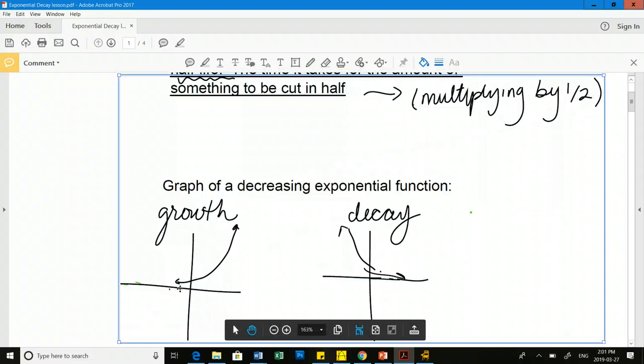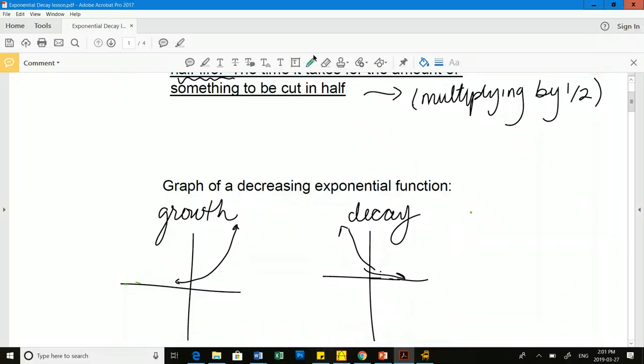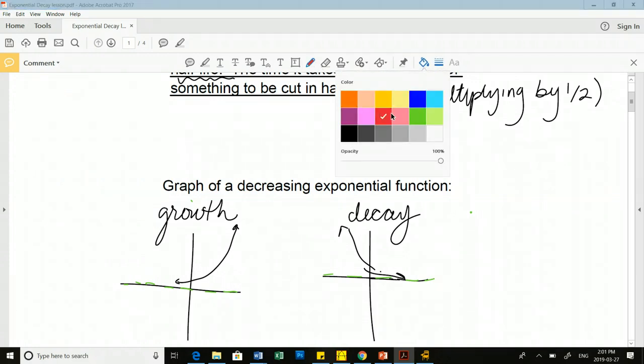This thing hates me. Let's try this, see if this works. There we go. Okay, so we've got asymptotes right on there. Sorry, I know that's kind of hard for you guys to see. Should have done it in red.